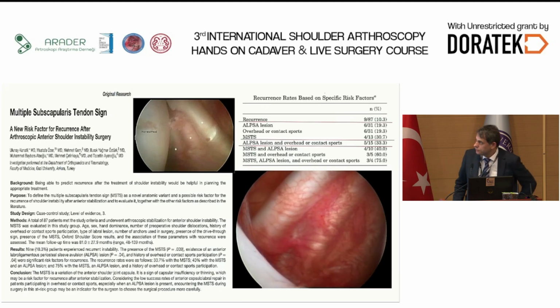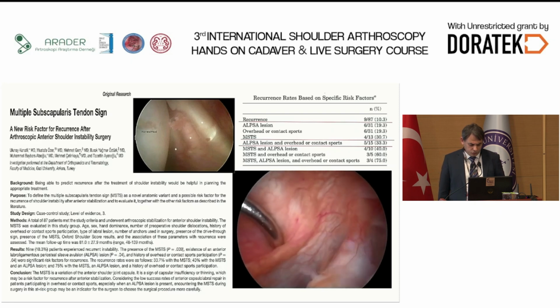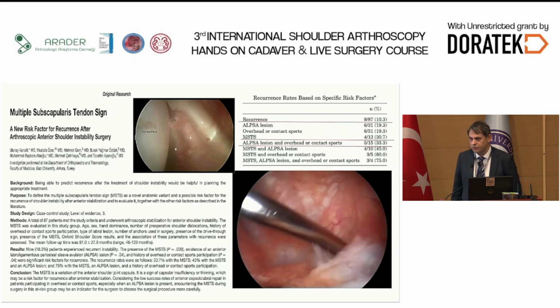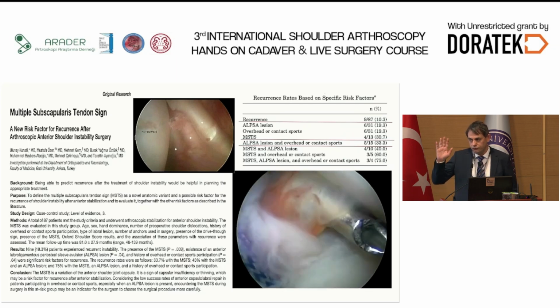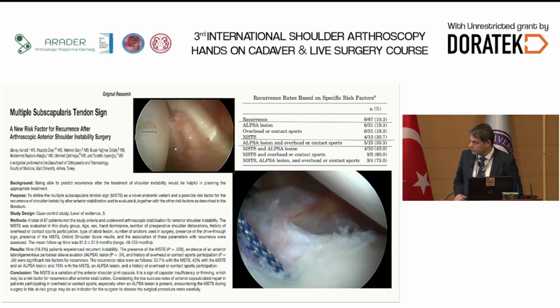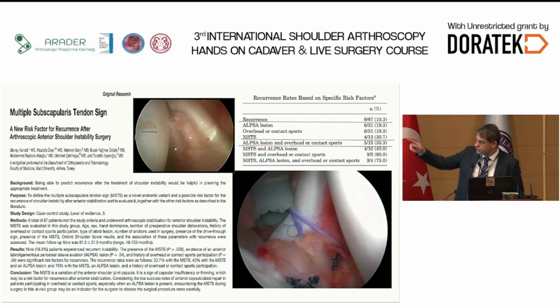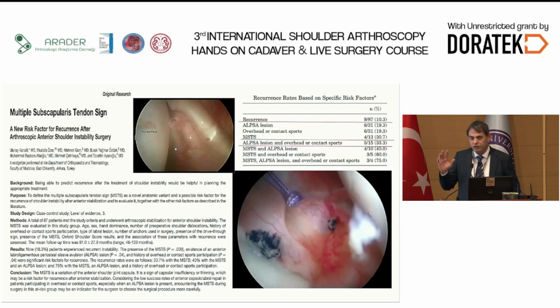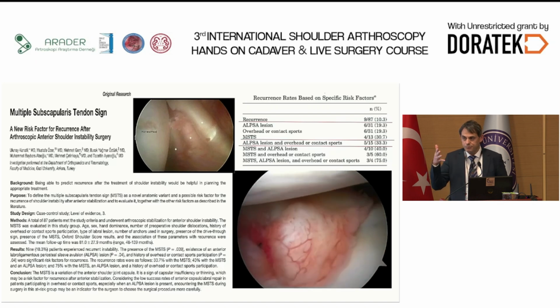This is a sign that we described several years ago. This is called the multiple subscapular tendon sign. When you enter the joint and look in front of the joint, you see the subscapular tendon. But in some cases, you see more than one tendon. Here you can see 3 tendons. Mainly the subscapularis has 4 or 6 slips.